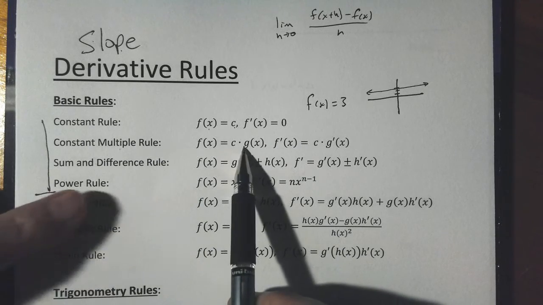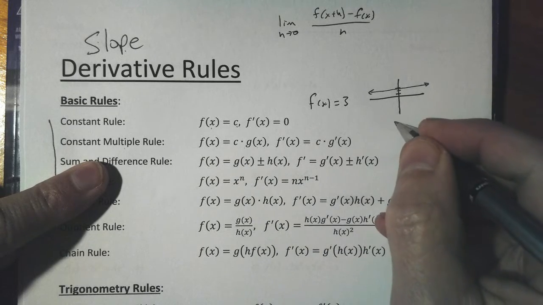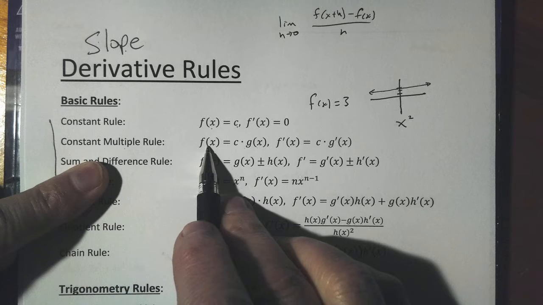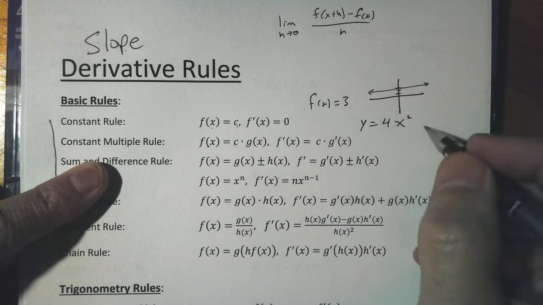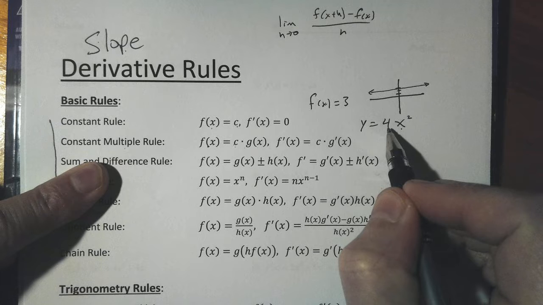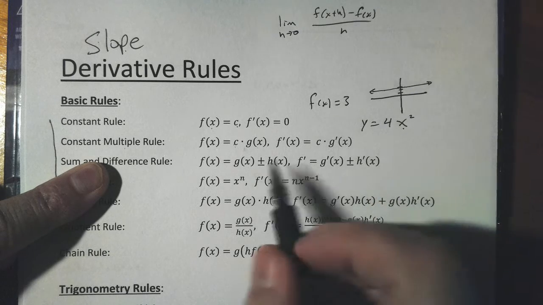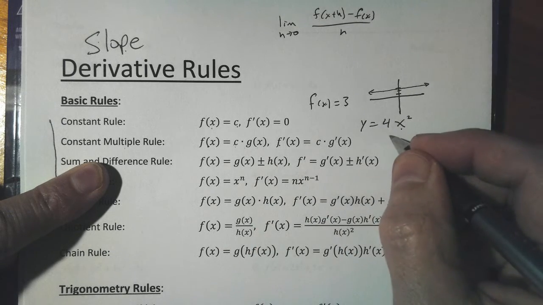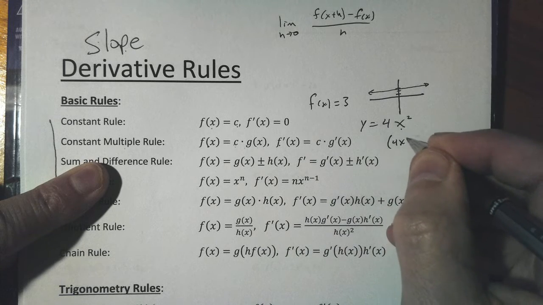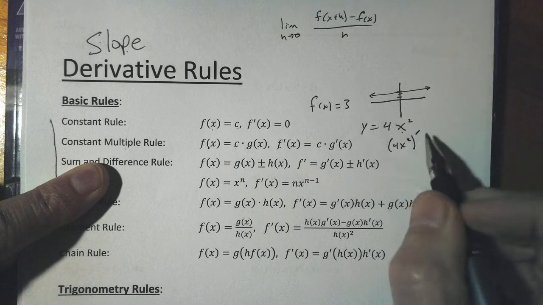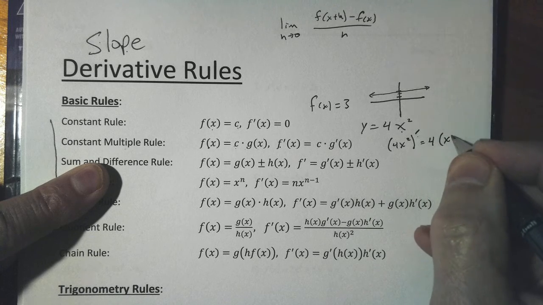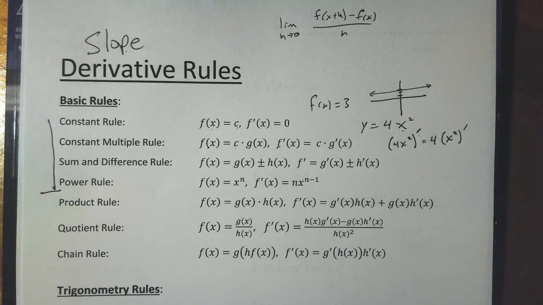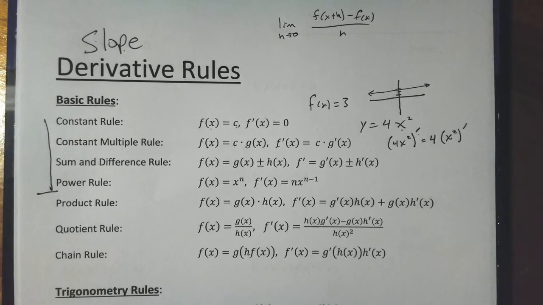And a constant multiple. Let's say, for instance, g of x is x squared, and let's say c is 4. In the past, we would say the graph of this looks just like x squared, except 4 times as tall. If it's 4 times as tall, then the slope must be 4 times as much. So when we're taking the derivative of 4x squared, it's 4 times the derivative of x squared. Okay? You'll see this, and once you see some examples, it'll make a lot of sense.